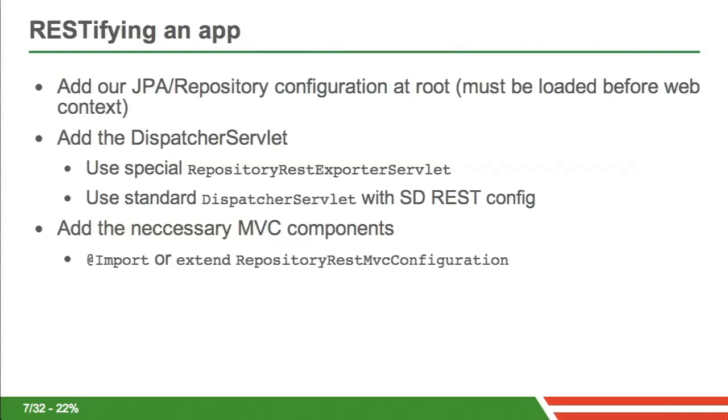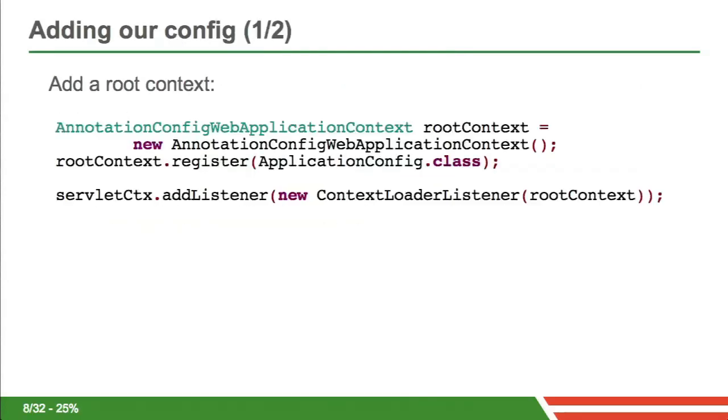So if you want to know how the exporter is set up at a very low level, and what different components are wired together, and what goes where, then take a look in the source code of the Spring Data REST project and look at this repository REST MVC configuration class, and that's got all the information that you'll want. So here's what we'll add to our project in a web application initializer.